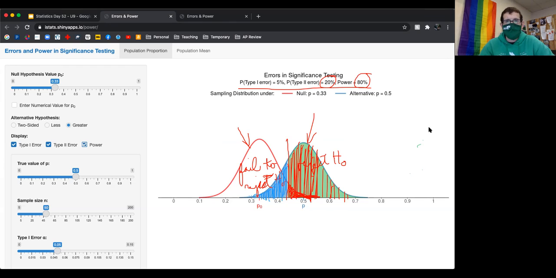And let me put you at ease real quick if you're worried about this. You never have to calculate type 2 error from scratch. They're either going to give you power or they're going to give you type 2 error if they care about the probabilities. Okay. So I'm going to clear the screen.